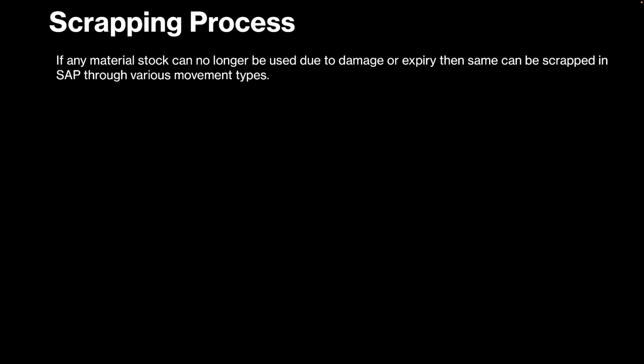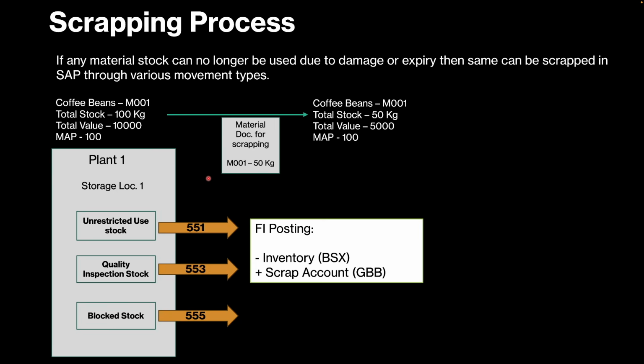Let's say that you have some material in your inventory which is no longer in use. Let's say that material is damaged or it is a shelf life material and the shelf life has expired. In that case, that material is no longer required in your inventory and you need to scrap that stock. Okay, so you have specific movement types in SAP through which you can do this scrapping process. So you can see on the screen, let's say that you have 100 kgs of coffee beans in your inventory with total value of 10,000 rupees. Let's say that half of the material has been damaged. So what you have to do is you have to perform the scrapping process for this 50 kg which has been damaged.